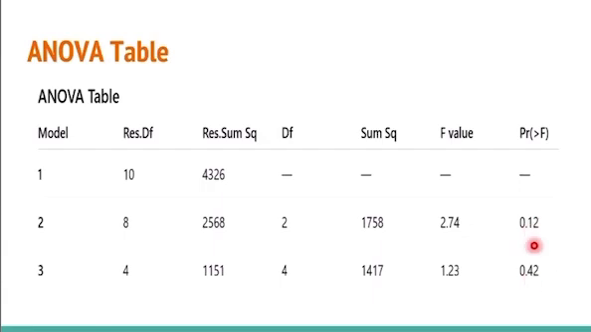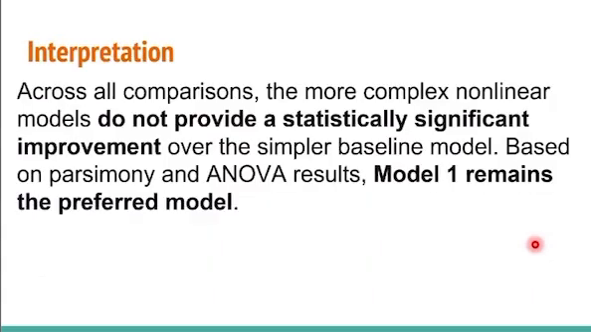actually greater than 0.05. Then you do not need a complicated non-linear model, because it's going to take you resources to figure out the parameters in a complicated non-linear relationship. If that is not able to capture the fit, why am I wasting my time? Why not settle for the simpler model? And that was why you see this interpretation. I said across all comparisons, the more complex nonlinear model did not provide a statistically significant improvement over the simpler baseline model. So based on parsimony and ANOVA result, model 1 remained the preferred model.